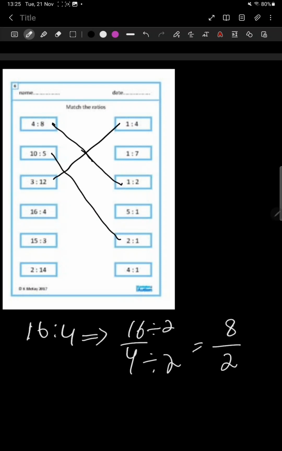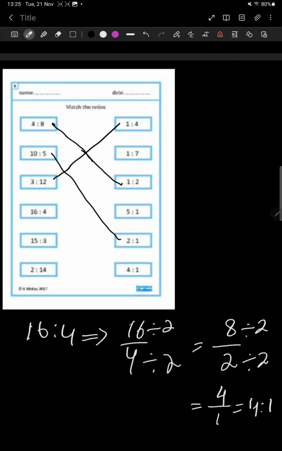Now 8 and 2 again have the same common factor, that is 2. So you will do it once again with the 2. So finally you will get 8 divided by 2 will give you 4 and 2 divided by 2 will give you 1. So finally the ratio is 4:1.